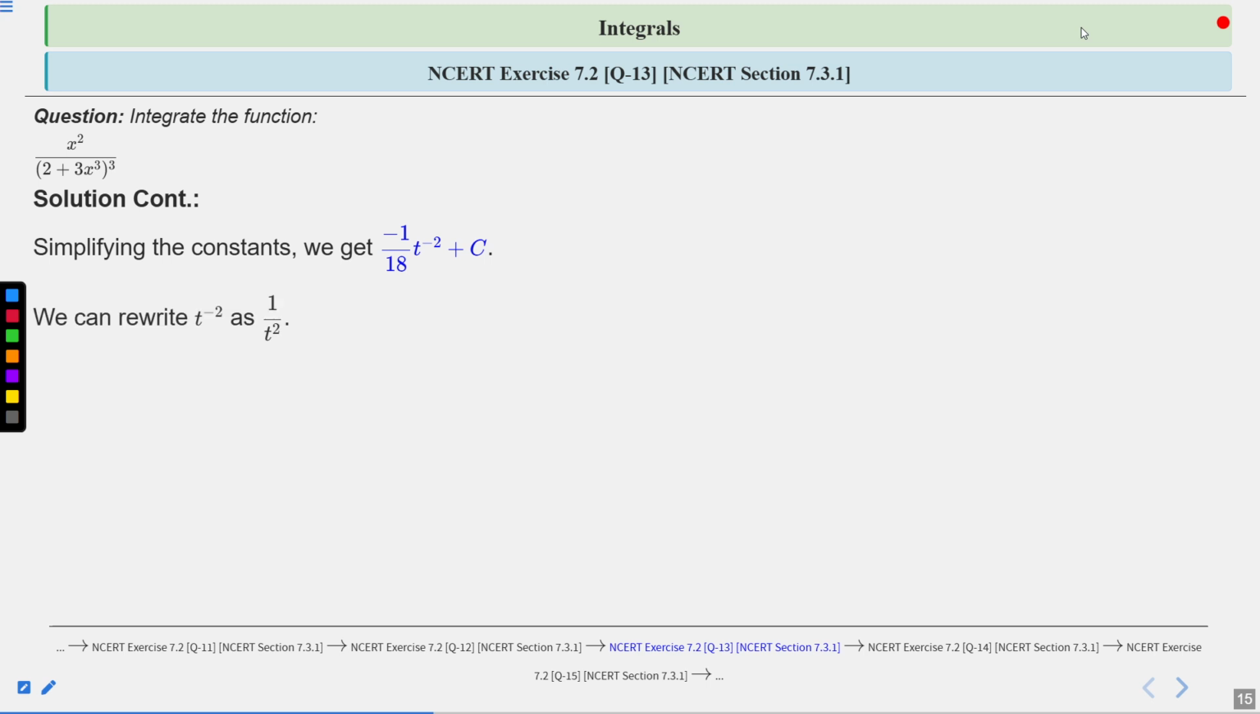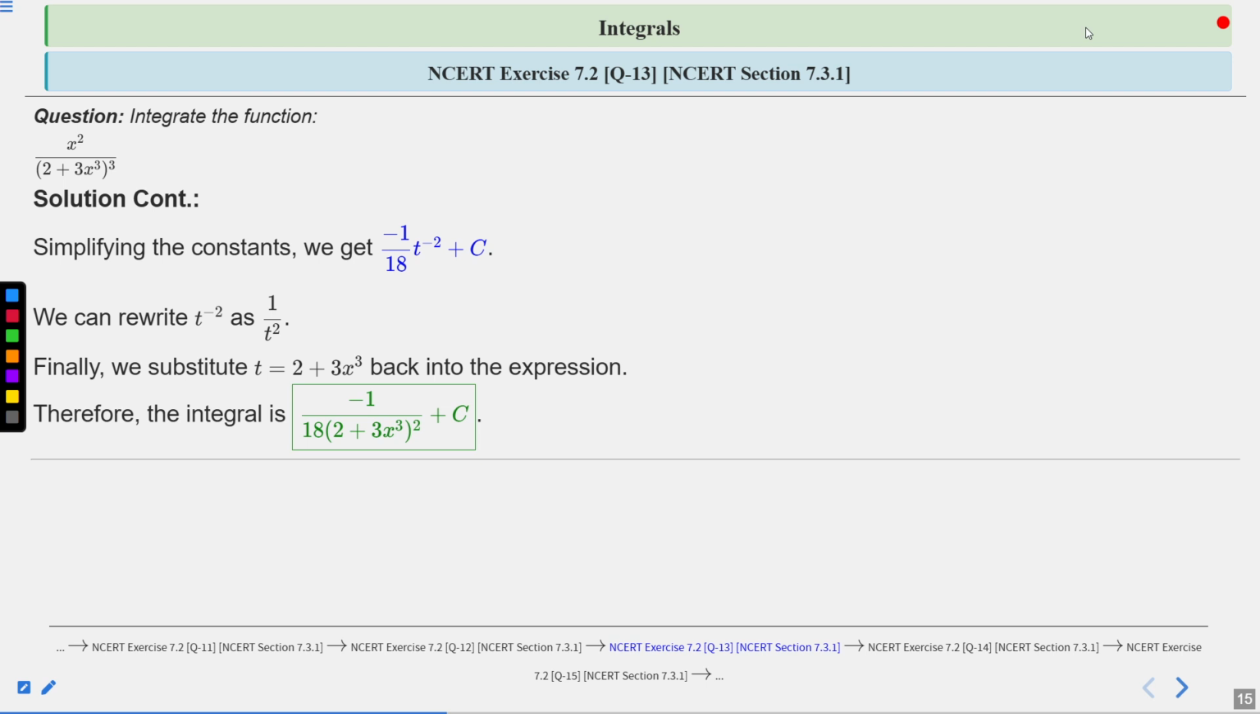We can rewrite t to the power minus 2 as 1 by t square. Finally, we substitute t is equal to 2 plus 3x cube back into the expression. Therefore, the integration of the above question is minus 1 upon 18 times (2 plus 3x cube) whole square plus c. So this will be our correct answer. Hope it's clear to all.